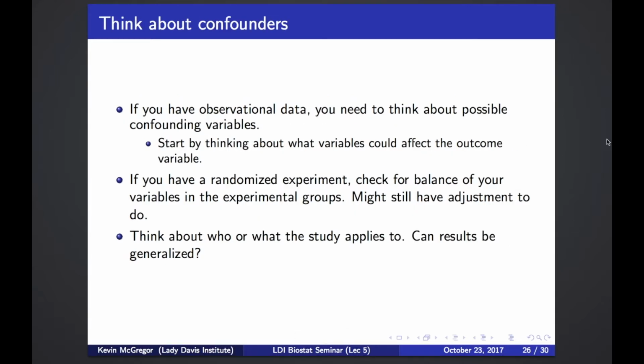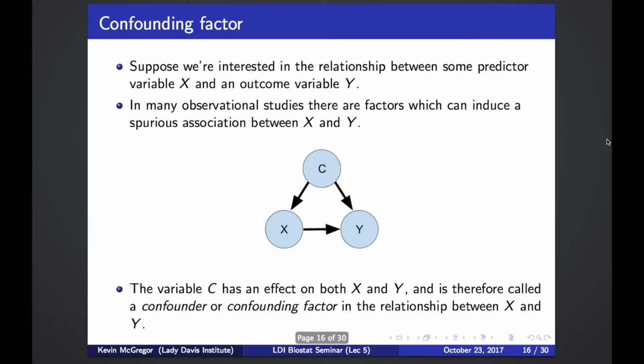Okay, so again, before you do your statistical test, you want to think about your confounders. So this is very, very important if you have observational data. You want to start by thinking, okay, what variables could affect the outcome variable? So if we go back to our confounder, we want to think, are there any variables out there that could affect the outcome variable y? And if you can identify some, then you can also think about whether they'll also affect x, because that's the only way that they would actually be able to confound your results.